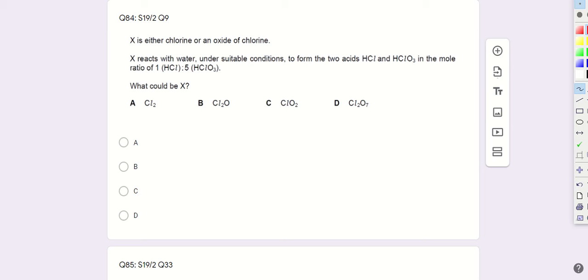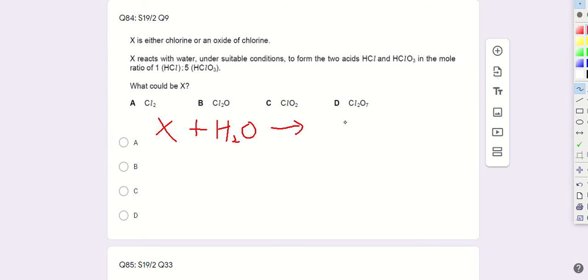This is chapter 7, question 84. It is about finding X. X is either chlorine or an oxide of chlorine. In the question, they tell us that X reacts with water.